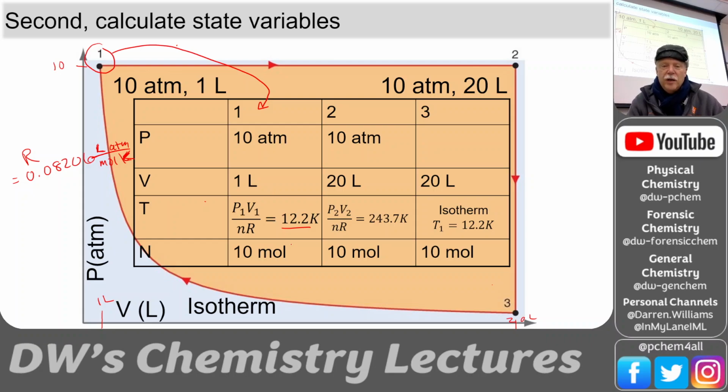Okay, so then for point number 2, we could calculate P2V2 over NR, and we get a pretty high temperature relative to 12 Kelvin. That's 243.7. So something's been going on. If we went from 12 Kelvin to 243 Kelvin, we were putting in a lot of heat.